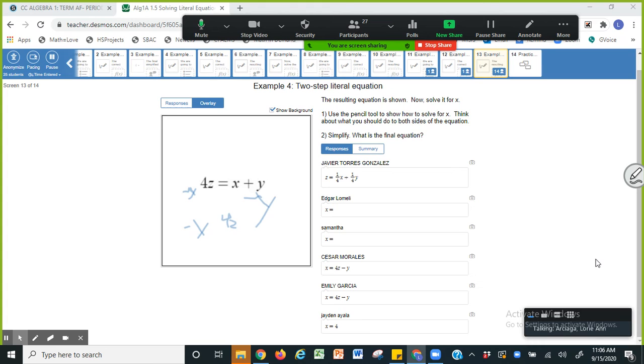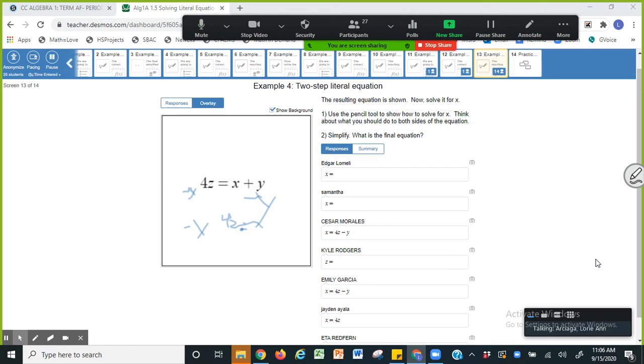Okay, Javier. Javier, I wonder why you divided everything by 4. Aren't we getting the x by itself? So if you want to get the x by itself, then it's just the y that needs to be taken out.